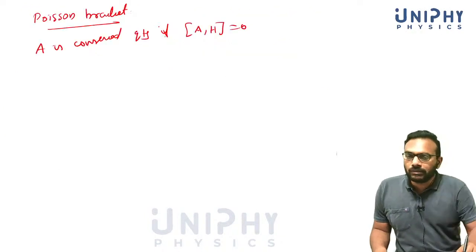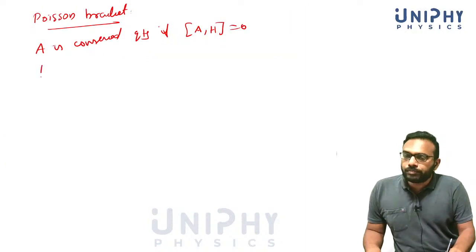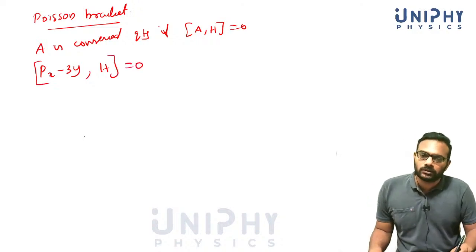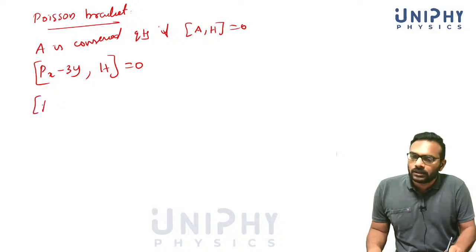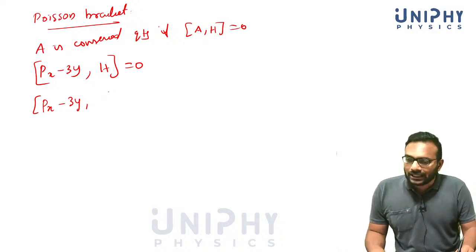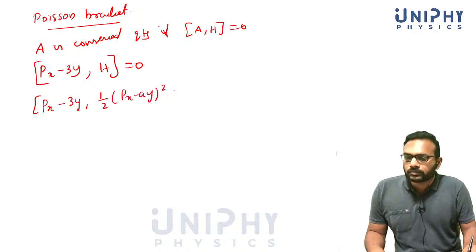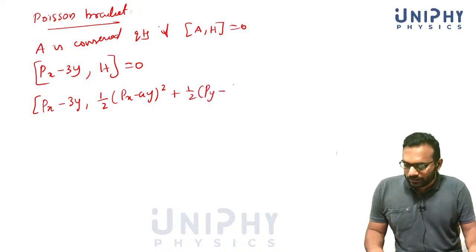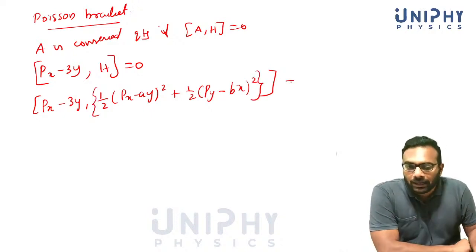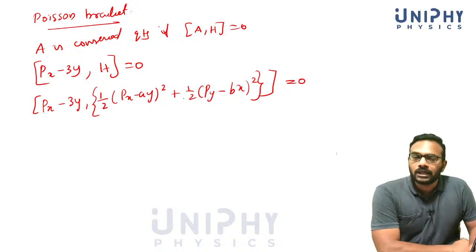So immediately we know that if, for example, px minus 3y is conserved, the Poisson bracket with the Hamiltonian has to be equal to 0. Now you just substitute the Hamiltonian here. These are Poisson brackets. It looks like the commutator, but since we are dealing with classical mechanics, we'll just use the square bracket. So px minus 3y, and you just write H here. H is half (px minus a y) square plus half (py minus b x) square. Just so that we don't confuse it, I'll put a curly bracket here. Now we demand that this is equal to 0, and that equation will give you the value of a or b.